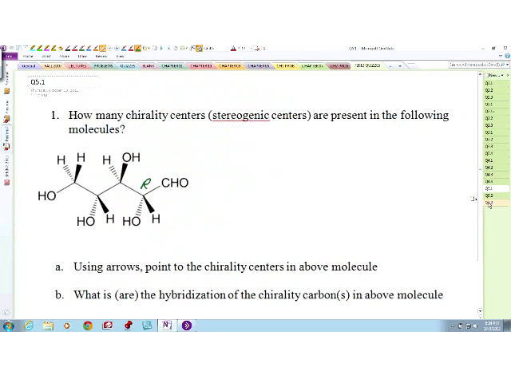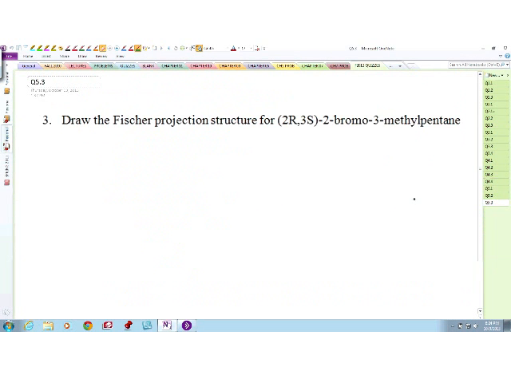What I want to do is start with the easiest question here, question number 3. Sipora, can you read this question first? Okay, thank you. So what you have to do here is to draw the Fischer projection for this compound, 2R, 3S, 2-bromo-3-methylpentane.